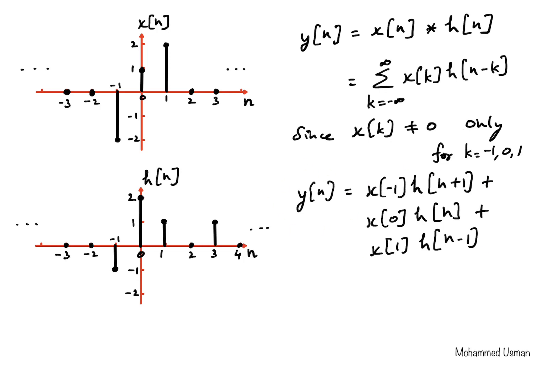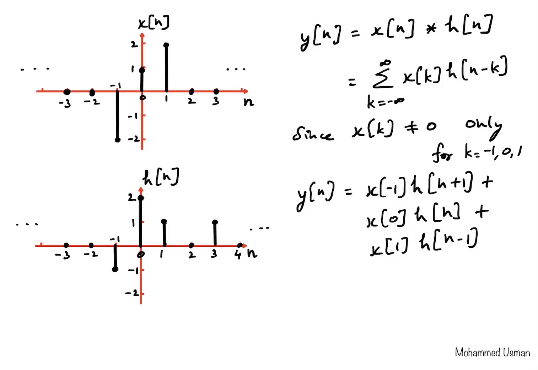Okay, so I'm going to show each of these step by step. So the first term is h of n plus 1, that is this h of n shifted to the left by 1 and scaled by x of -1, that is each of these terms will be multiplied with the value at n equal to -1 for x of n. Okay, so x of -1 times h of n plus 1. So let's plot that first term. So I'm going to plot each of these terms, and then we will add these together to get our output of the system y of n.